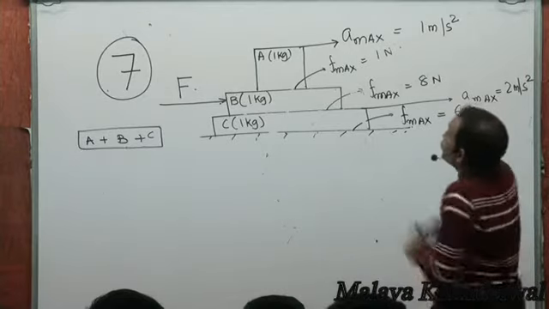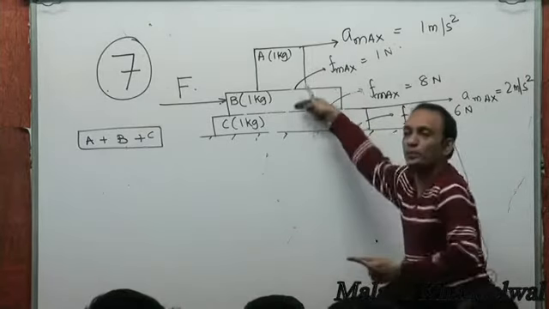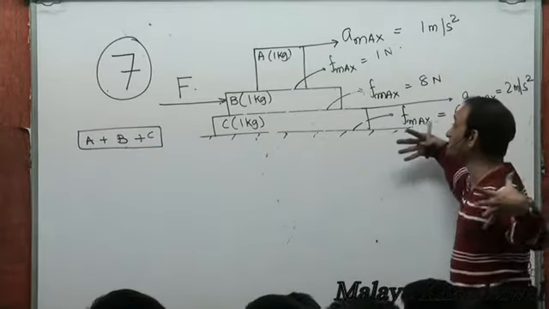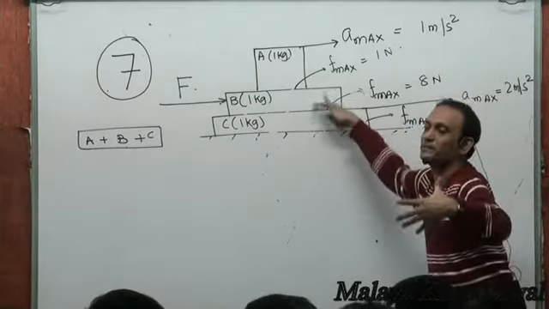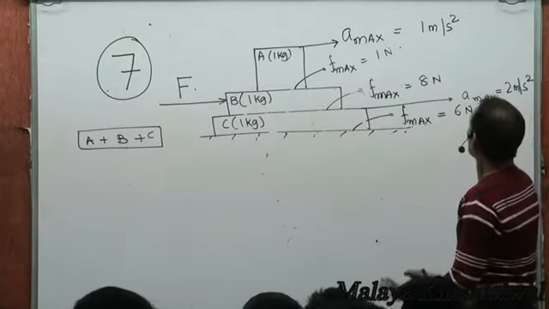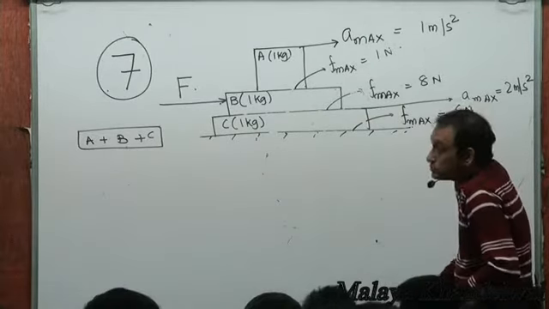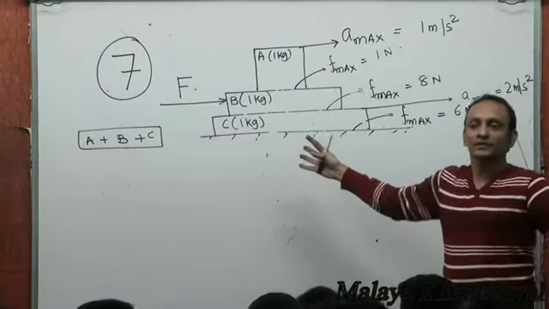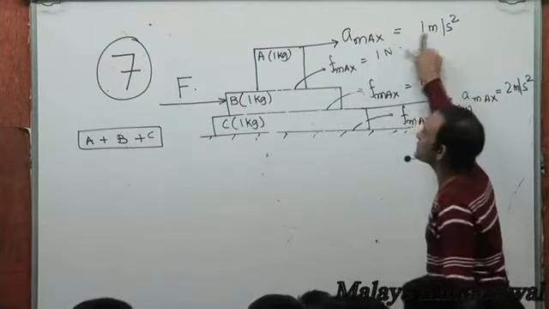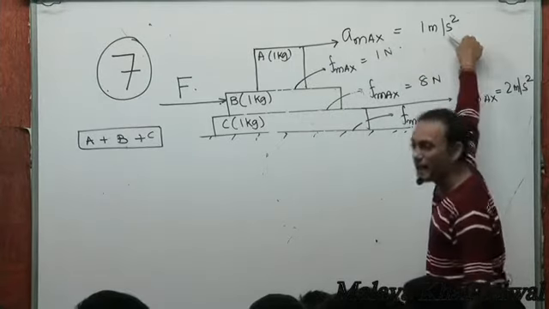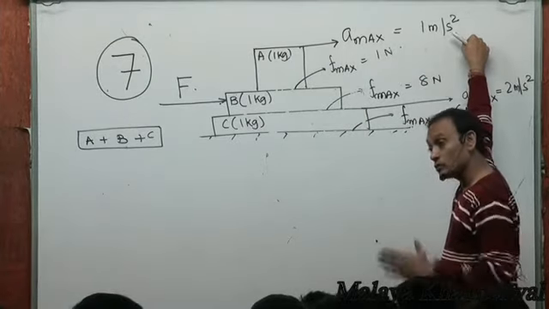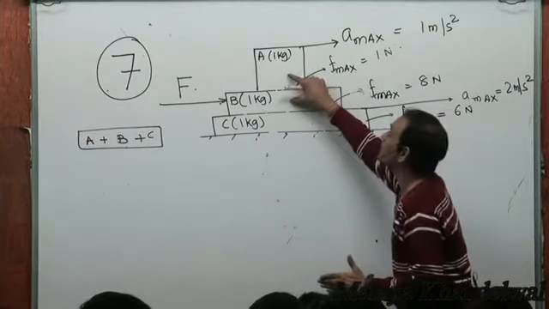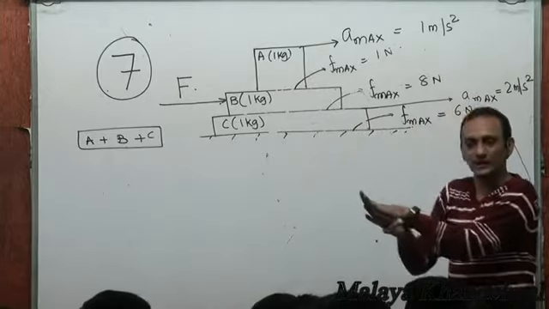Now there are two weak areas, the AB interface and the BC interface. There would be slipping that would commence between A and B at some time. There would be slipping that would commence between B and C at some time. Which is more vulnerable? AB interface. The AB interface is more vulnerable because slipping would commence between A and B when the common acceleration becomes 1 meter per second squared. So when the common acceleration becomes 1 meter per second squared, A and B will part ways.